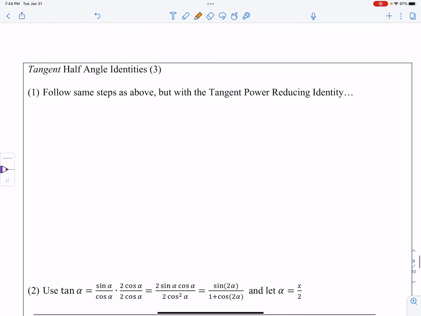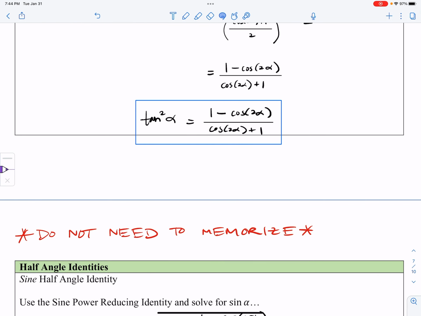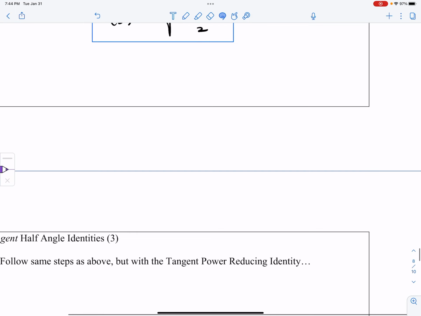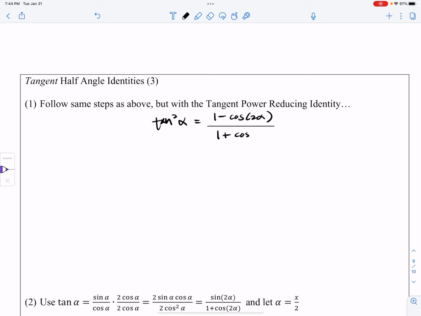Okay, last one. Tangent half-angle identities. There's 3 of them, okay? And again, you do not have to have these memorized. You just need to know they exist. They're out there. Okay, so following the same steps as above, but with the tangent power-reducing identity. I'm just going to rewrite it this time because I want to flip around that denominator. So we'll have tan squared alpha equals 1 minus cosine 2 alpha over 1 plus cosine 2 alpha.